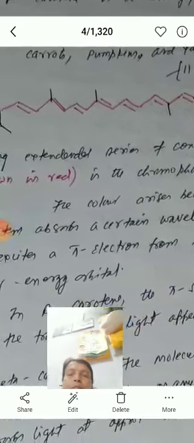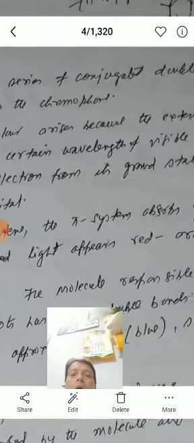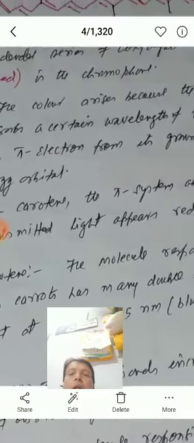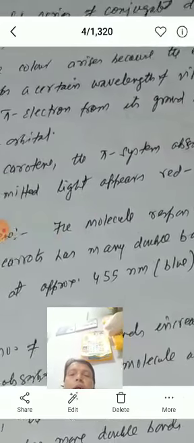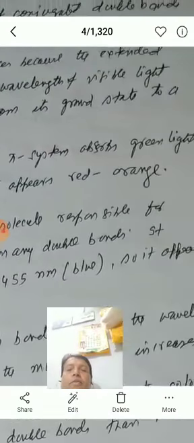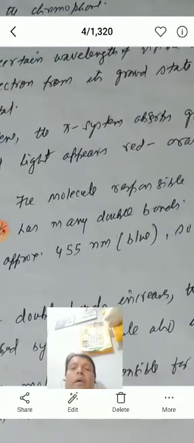In beta carotene, there are 11 conjugated double bonds. The long extended series of conjugated double bonds shown in red is the chromophore. The color arises because the extended pi system absorbs a certain wavelength of visible light and excites a pi electron from its ground state to a higher energy orbital. In beta carotene, the pi system absorbs green light, so the transmitted light appears red-orange.